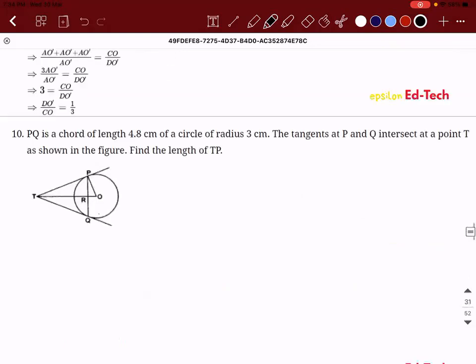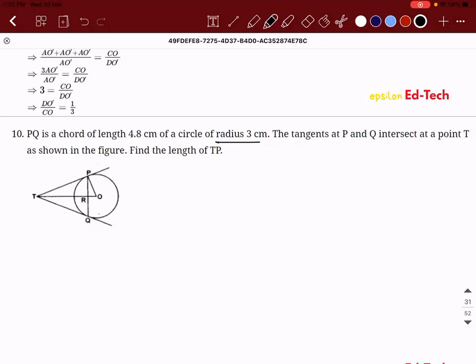So PQ is a chord of length 4.8 centimeter. Where is PQ? PQ is a chord of length 4.8 centimeter for a circle of radius 3 centimeter. The tangents at P and Q intersect at point T, as shown in the figure. Find the length TP. Idea, please.